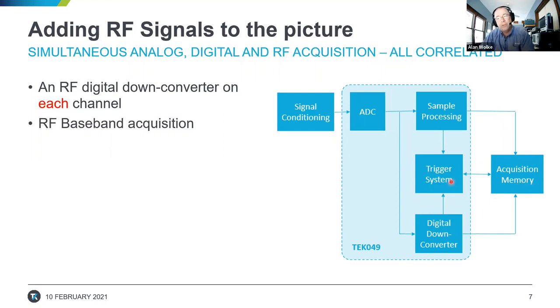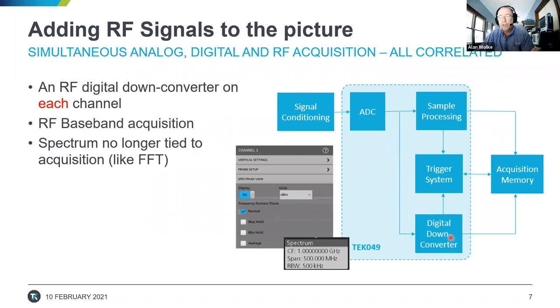That data is also available to the trigger system. So we can actually trigger on aspects of the signal coming out of this digital down converter, which is really powerful. What this means now is that the spectrum measurements that we're going to make are no longer tied to the time domain acquisition system like it is with an FFT. I'm sure you've used FFTs on a scope before: if you optimize your view for the FFT, you're not necessarily going to have the optimized view for the time domain view of that waveform, and vice versa, because resolution in the frequency domain is equal to the time duration in the time domain.